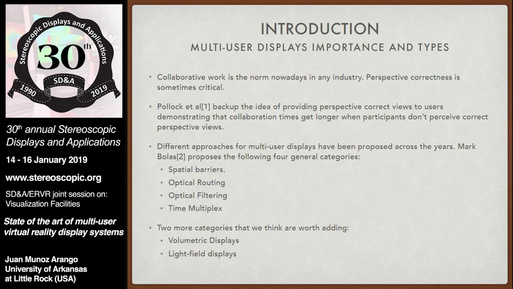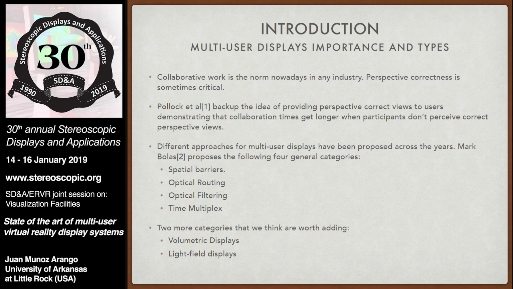All right, so multi-user displays, collaborative work nowadays, it's something that is really important. Normally we work as groups, and perspective correctness is really, really important, because sometimes when I point in a virtual reality space, if I have the perspective correctness on a CAVE system, for example, the user that is next to me will not see me pointing to the same position from his perspective, because he doesn't have a correct perspective view.